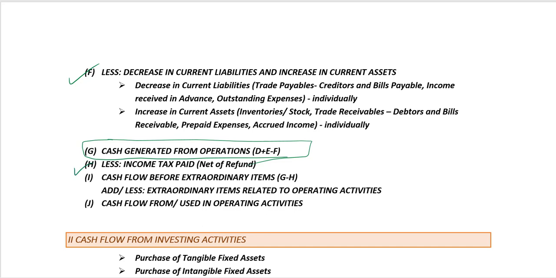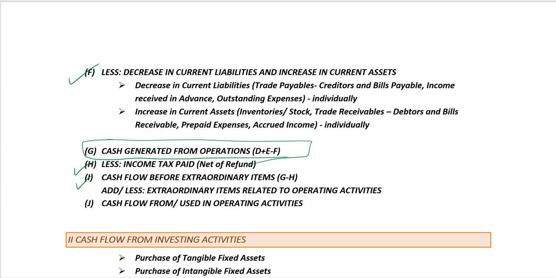We'll continue with the operating activities. And once this is done, we arrive at cash flow before extraordinary items. And after making the adjustments for extraordinary items, which are related to the operating activities, we arrive at cash flow from or used in operating activities. The phrase cash flow from operating activities is used where the net answer is a positive figure, and cash used in operating activities is used where the net answer is a negative figure.